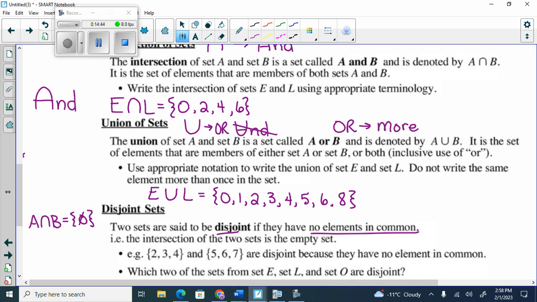That should be a 0 with a line through it. It's just not really through the middle, like that. So A and B would be empty. And if A and B had nothing in common, they would be disjoint.